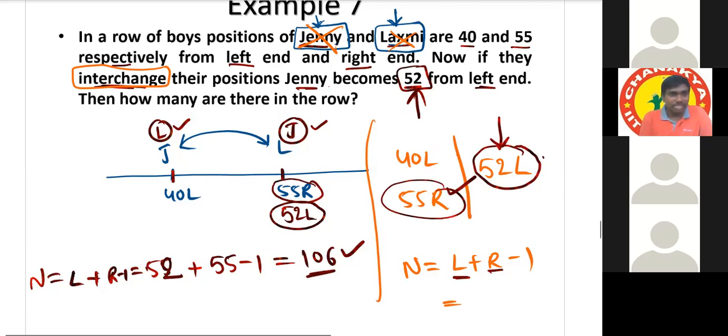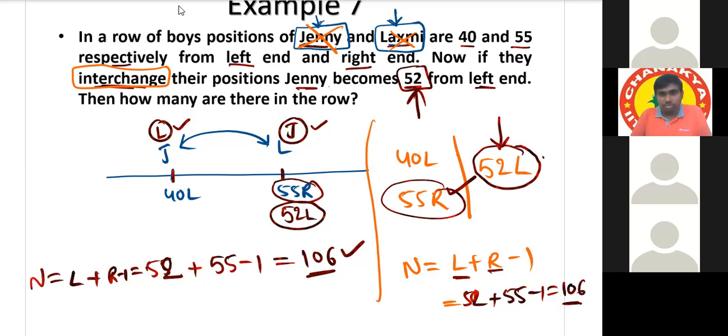Here, if you consider person names, it may be confusing. If you ignore person names, it will be very easy. So after interchange, 52 from left is given. For this combination, the right one is required. That's why I'm taking 55. So minus 1, it will be 106. Okay.